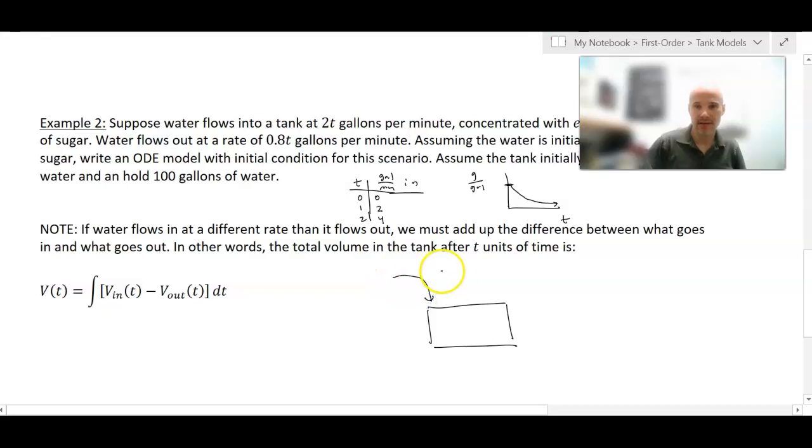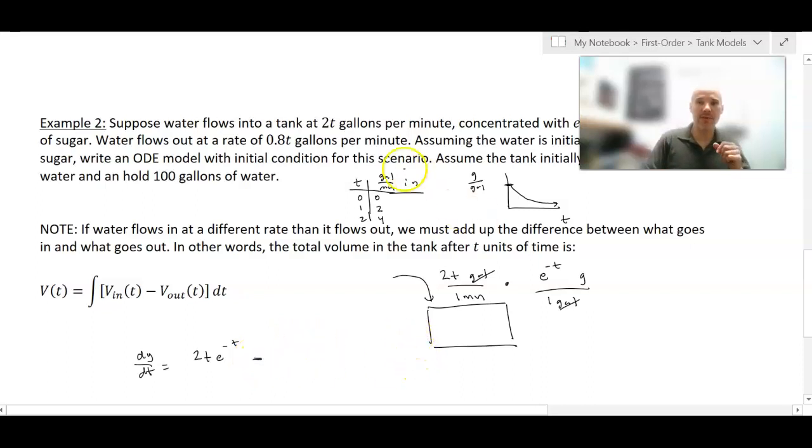I have coming in 2t gallons per 1 minute multiplied by the concentration, which is e to the negative t grams per 1 gallon. Okay, gallons cancel out again. My rate in will be this function 2t times e to the negative t grams per minute. So let me just write that already. dy/dt equals 2t e to the negative t. Okay, that's going to be grams per gallon. I'm not going to write the units, but I'm sorry, grams per minute, minus what's coming out.